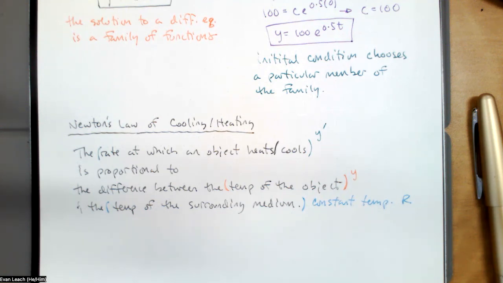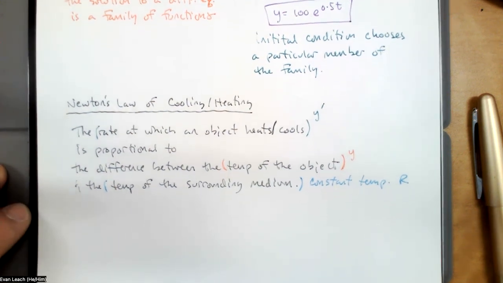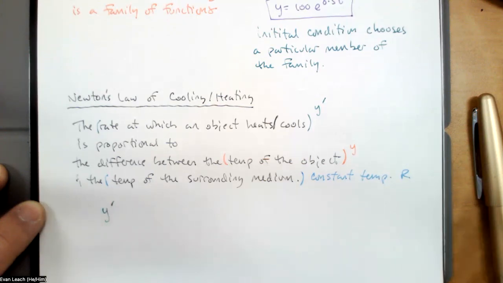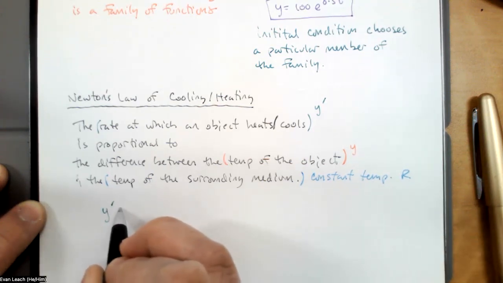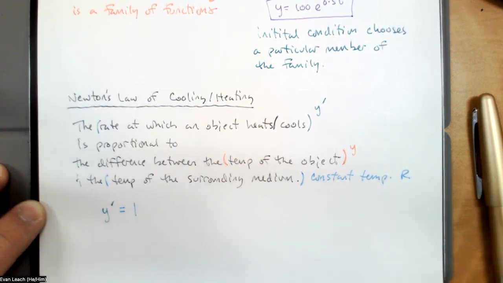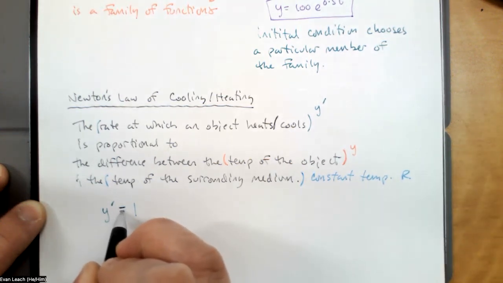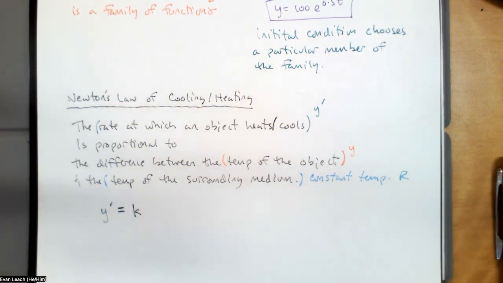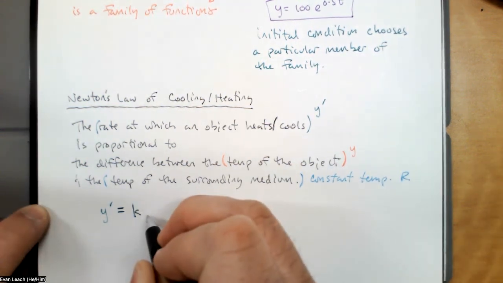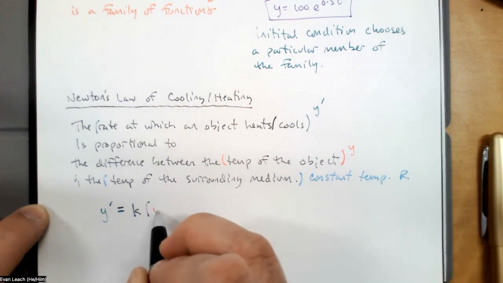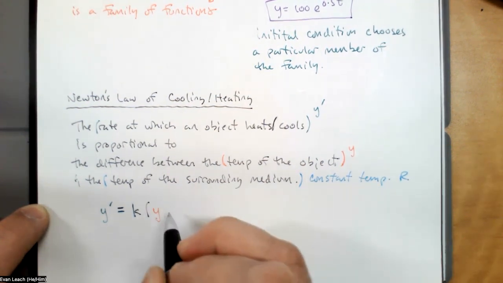But we have the same structure that we had before. We have a proportion, and we're going to translate this statement into an equation. The rate at which an object heats or cools, that's y prime, is proportional. That means it's a constant multiple. It's proportional to the difference between the temperature of the object and the temperature of the surrounding medium.